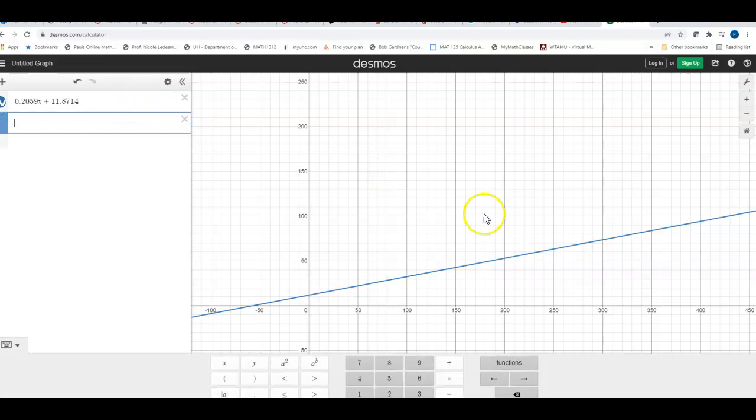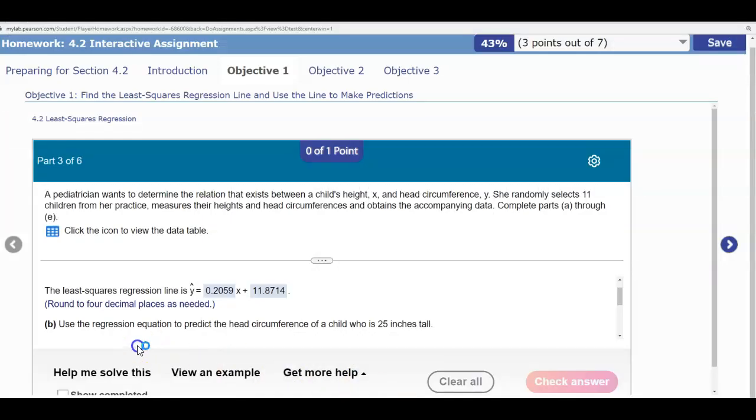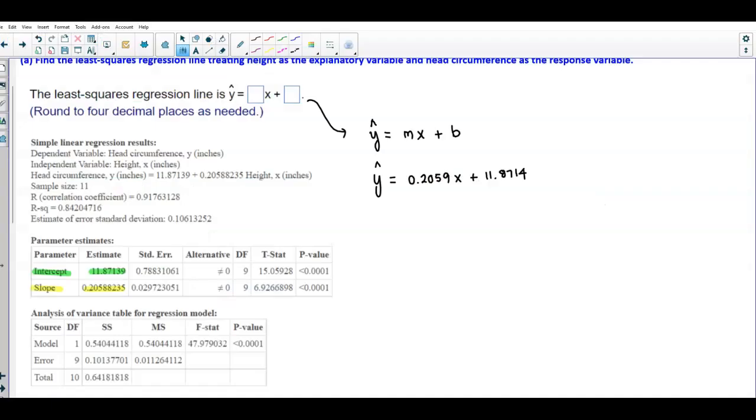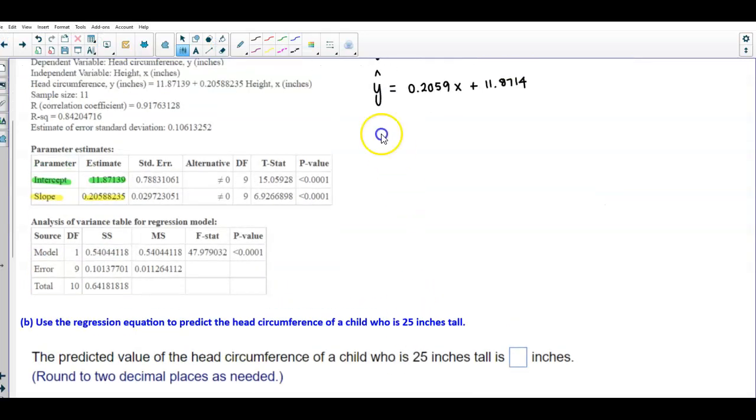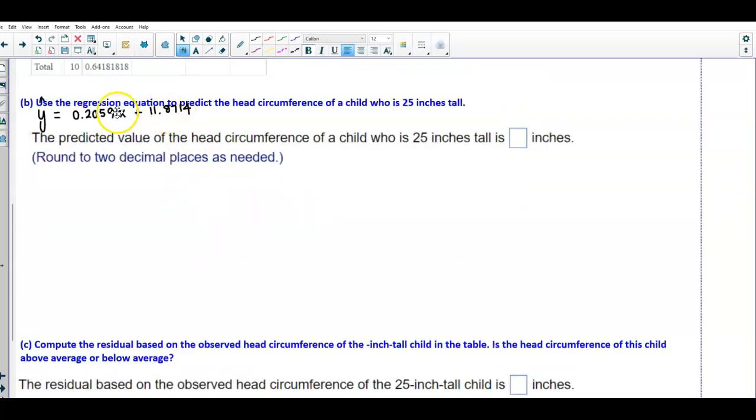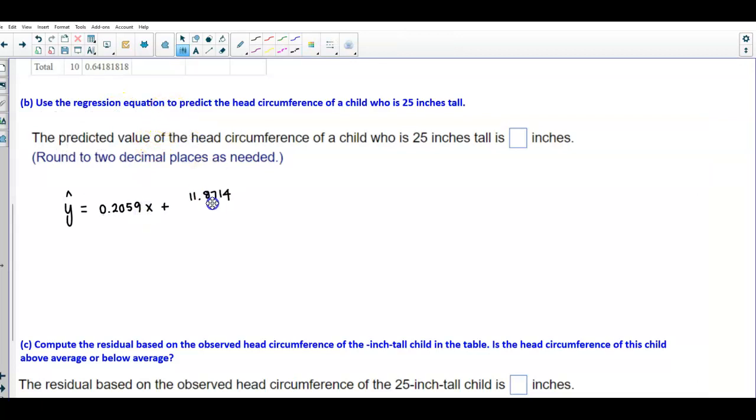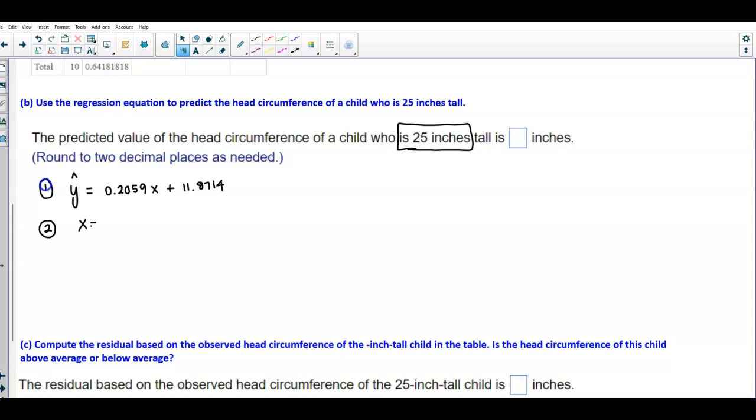Now the question is asking me to use this equation to predict the head circumference of a child who is 25 inches tall. So let's go ahead and do that. We're going to use the equation that we found, and I'm going to put that over here. Okay, so here is our equation, so there's step 1. Now it's saying that we want to let x equal 25. So in step 2, we're going to let x equal 25. Then in step 3, we're going to plug it into our formula.